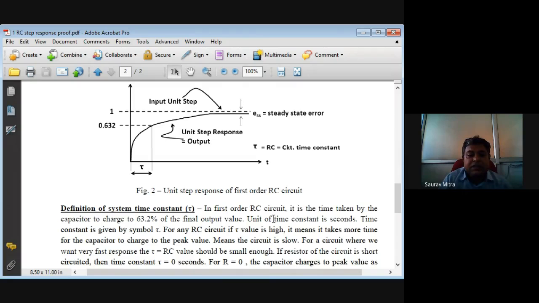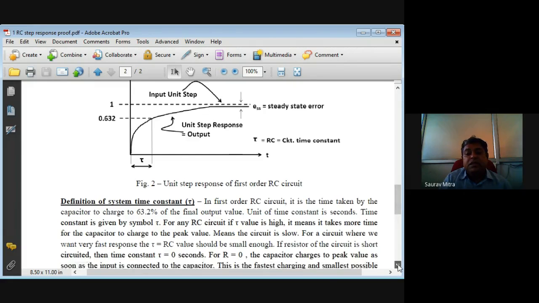I'll repeat the definition. It is the time taken by the capacitor to reach 63.2% of its final output. As the final output value is 1, 63.2% is 0.632, and this is how the time constant is defined. If the system has a small time constant, that means it will have a steeper response like this. The system will reach 63.2% faster. So that is the discussion given below.